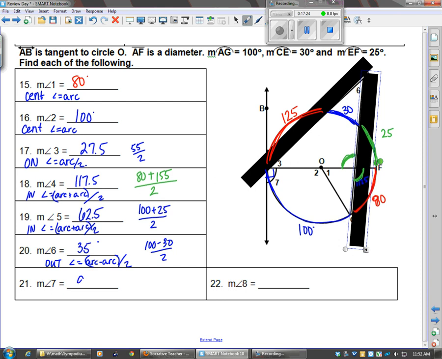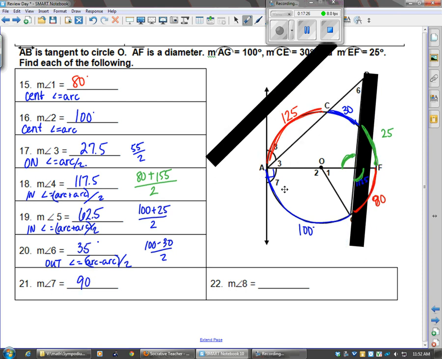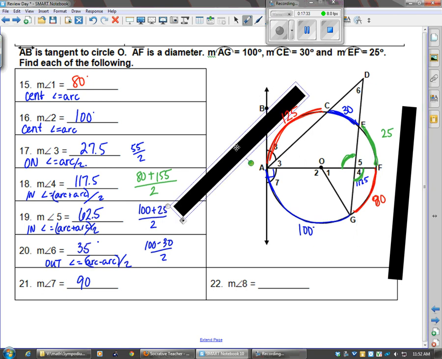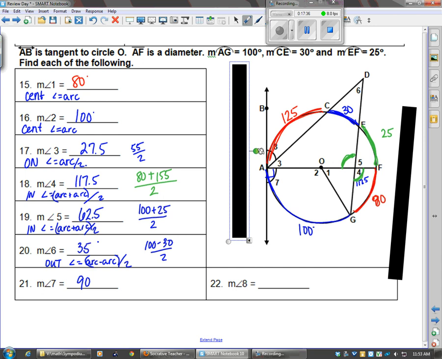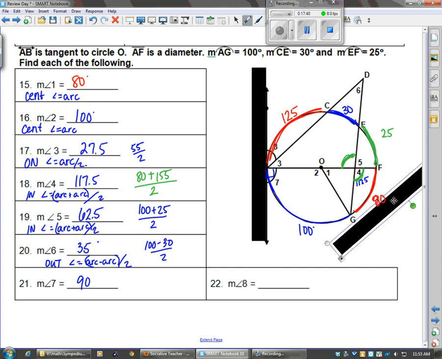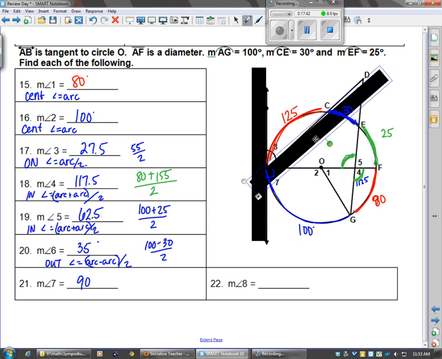Angle 7, we actually already talked about as a tangent. It's 90 degrees. Okay, angle 7 is right here. I know it's got a curved piece on there. That's because I'm not going to give that away to you. And then angle 8 is on the circle. So it's going to be arc divided by 2. Here's angle 8. And you can see that the arc that's intercepted is 125. So again, it's on the circle. Angle equals arc divided by 2. So 125 divided by 2 is 62.5.